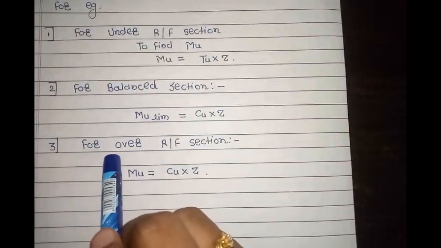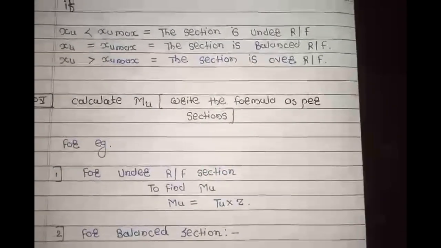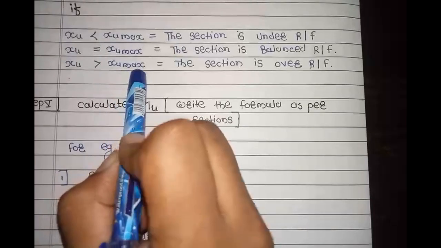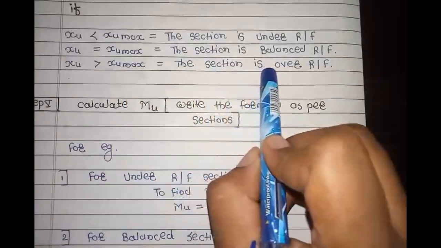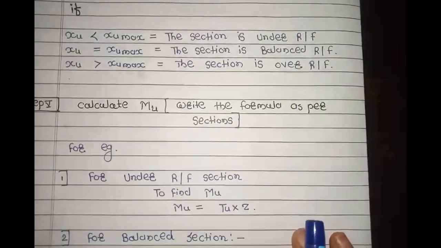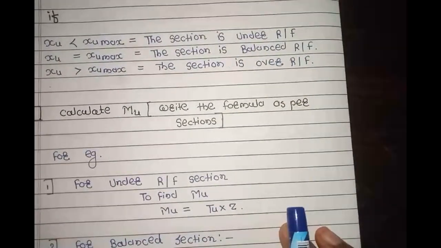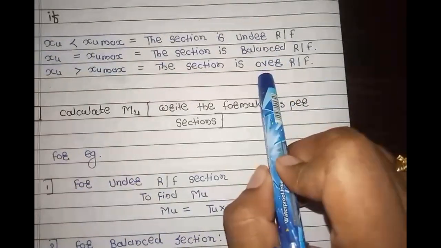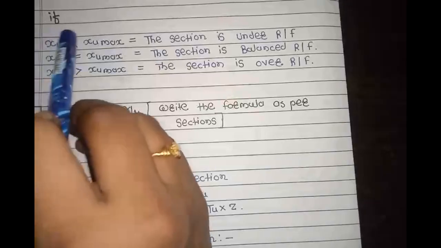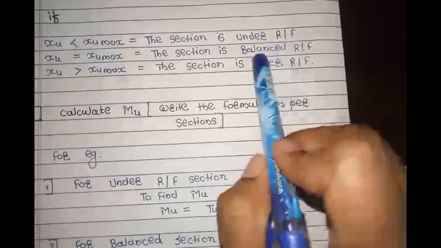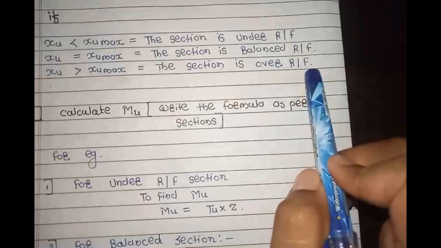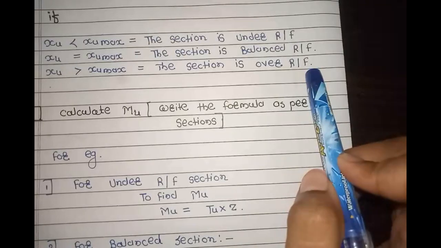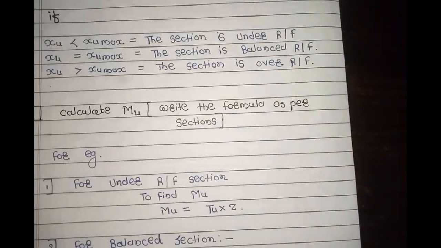So what is the meaning of over reinforced section? If the value of XU is greater than XU max, then the section is over reinforced section. So these are the conditions for under reinforced, balance reinforced and over reinforced section. We are going to discuss the stress block diagram.